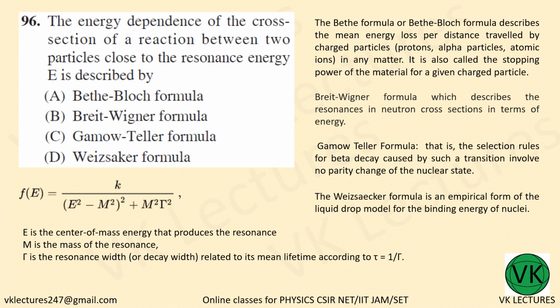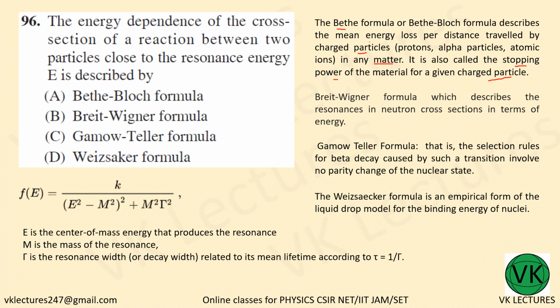The energy dependence of the cross section of a reaction between two particles close to the resonance energy E is described by. Now let us see the options one by one. First is the Bethe-Bloch formula. Bethe-Bloch formula describes the mean energy loss per distance traveled by a charged particle in any matter. Now this charged particle can be either proton, alpha particle or any ions. It is also called the stopping power of the material for a certain charged particle.